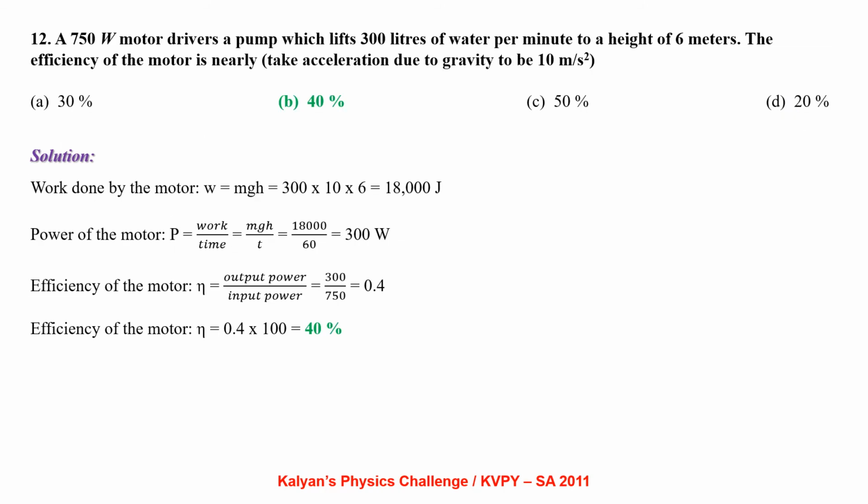A 750 watt motor drives a pump which lifts 300 liters of water per minute to a height of 6 meters. The efficiency of the motor is nearly, take acceleration due to gravity to be 10 meters per second square. Work done by the motor W equal to mgh, that is 300 into 10 into 6, 18,000 joule. Power of the motor P equal to work done by time, mgh by T, that is 18,000 by 60, which is 300 watt. Efficiency of the motor eta equal to output power by input power, that is 300 by 750, that is 0.4. In percentages it is 40%.